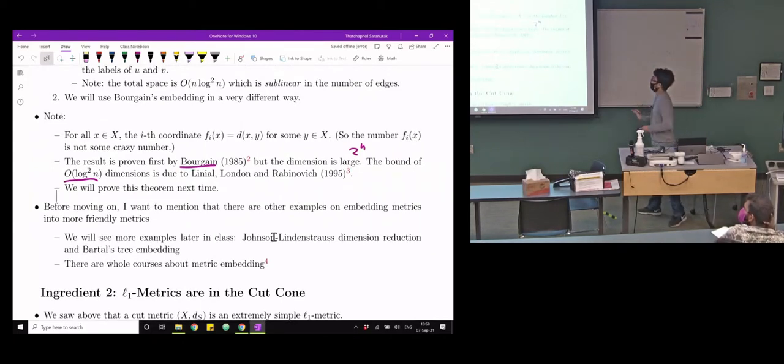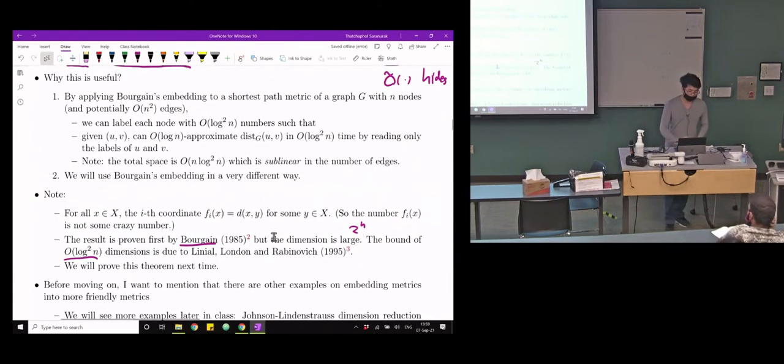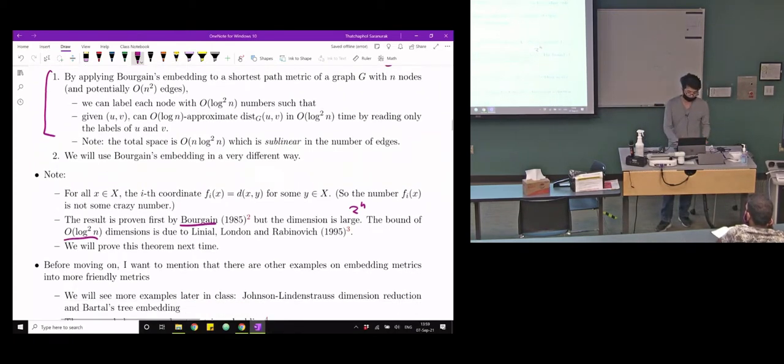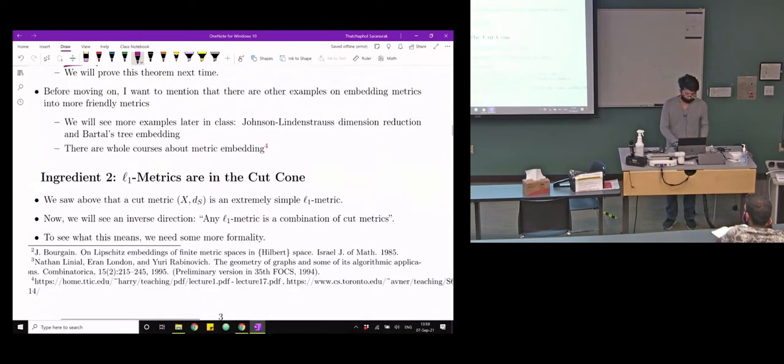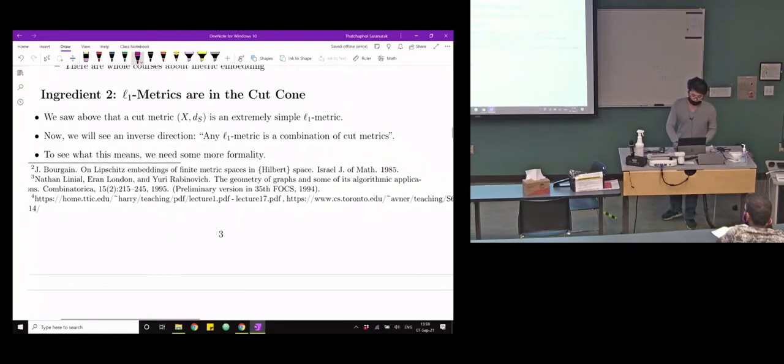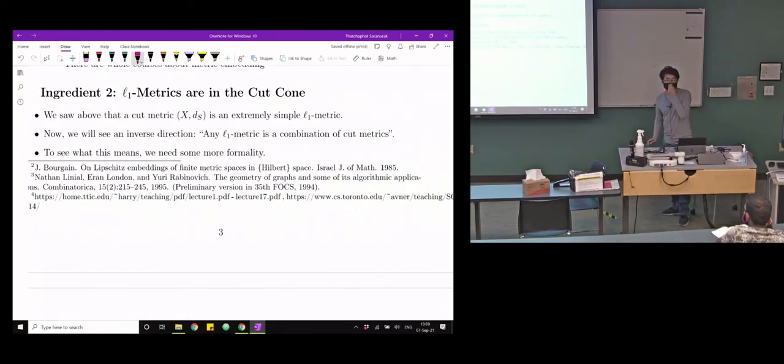Before moving on, this is just an example of something called metric embedding. And this is just one application of metric embedding. You want to embed something into something which is more friendly. There are more examples, and you might see more later in the course. All right. So that is just the first ingredient. Any question before we go to the next one?